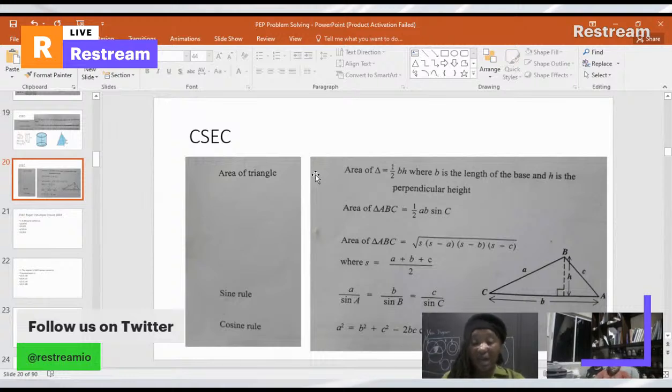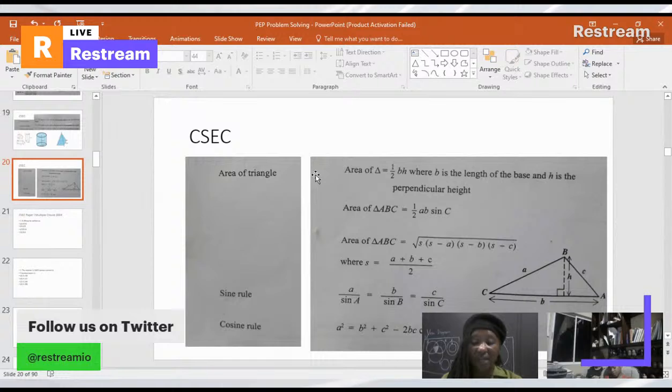If you are not given the height or you don't know the base, then you have to use another formula to find the area of the triangle. So this next formula is half AB sine C, where A and B are 2 lengths of the triangle and C is the angle between those 2 lengths. So if you know 2 sides of a triangle and you know the angle between those 2 sides, you can use this formula, half A times B times the sine of the angle between them.